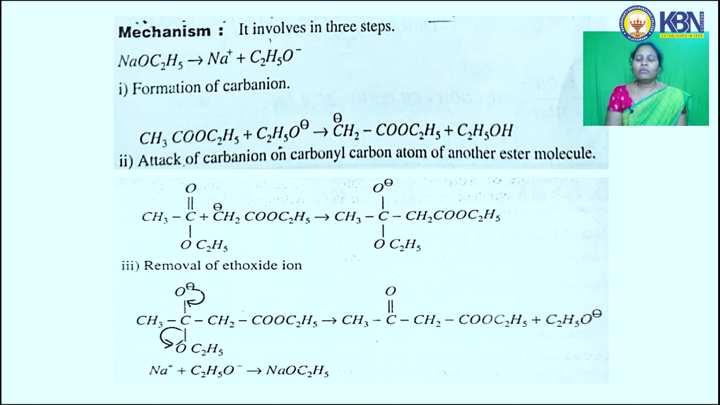In this compound, the methylene group, that is CH2, is surrounded on both sides: on one side by CH3C double bond O, and on the other side by another electron withdrawing group, that is COOC2H5. So this is about the active methylene compounds and their preparation.